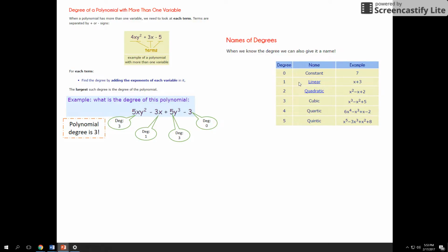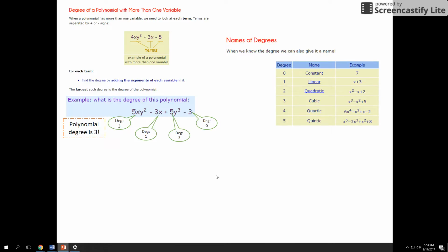If you have a degree of 1, that is what we call linear. Here's an example, x plus 3. That has a degree of 1, so that's linear. If it has a degree of 2, we call that quadratic. Here is x squared minus x plus 2. Here you have the 2 as the highest degree. We call that quadratic. Cubic is what you get for a degree of 3. Quartic is what you get for a degree of 4. And quintic is what you get for a degree of 5.